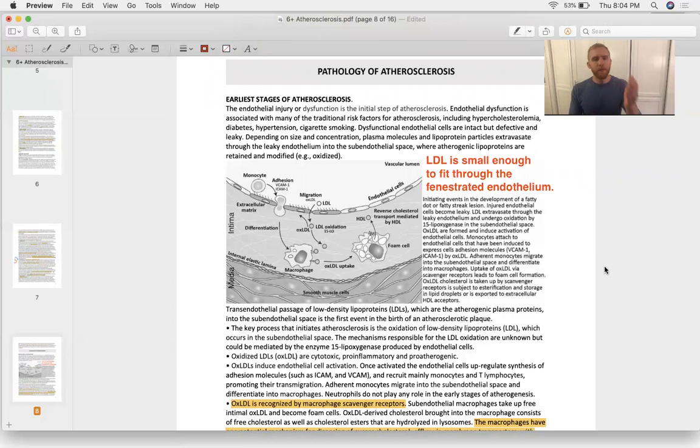Now let's get into the pathology of atherosclerosis. Looking at this image, this is a very good image. You ought to know this image in its entirety. First off, LDL gets into the subintimal space. That's the first thing first.